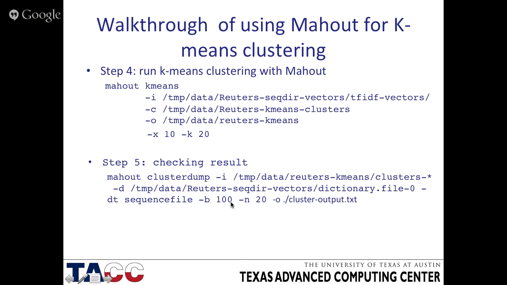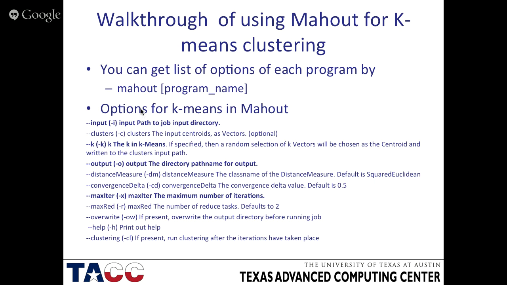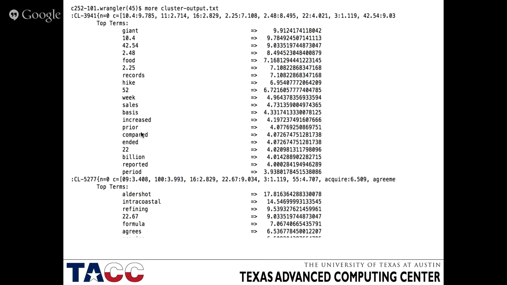If you run this without giving any parameters, you will always get a help screen that shows you what the parameters are and how you can use them. The help screen looks like this: --input is the specified input path, and you can see what other options you may have in there. Here's just a quick example of what the output looks like after dumping into the cluster output files.